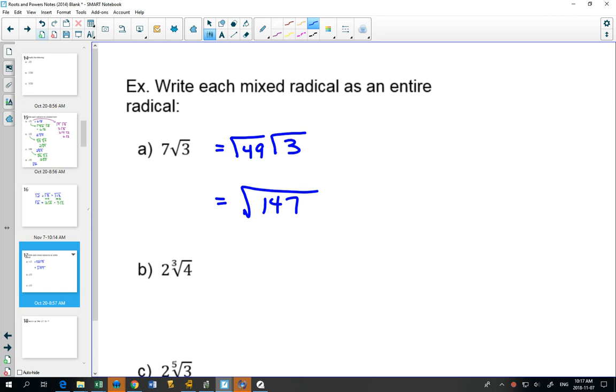What did I ask you? Which was bigger, 7 root 3's or 6 root 4's? Well, let's do 6 root 4's just for fun. 6 root 4 is equal to what would go in that first square root? 36.